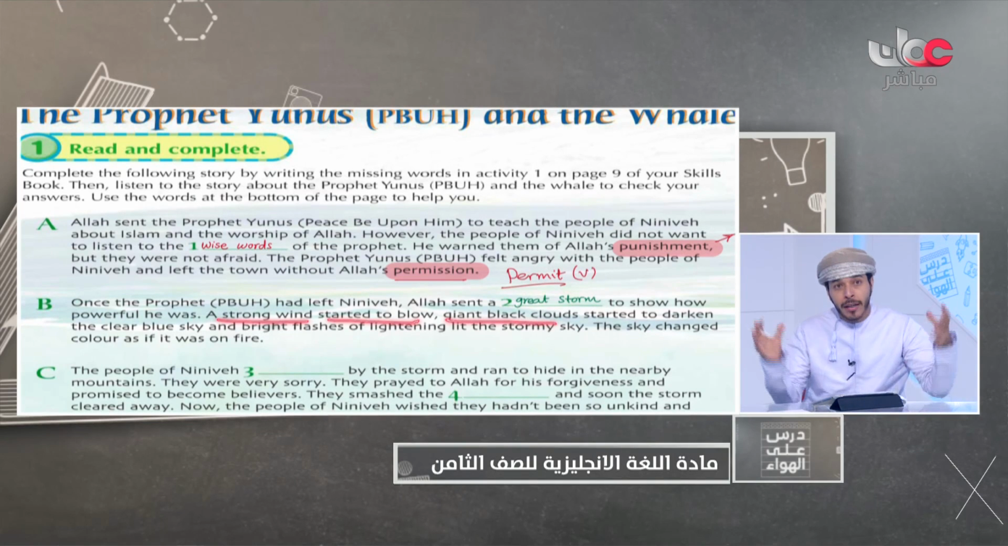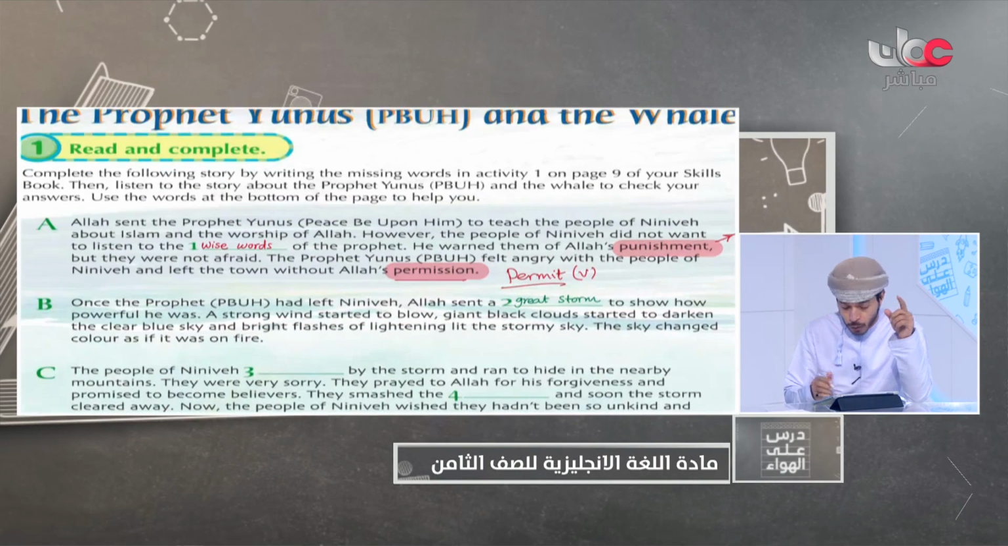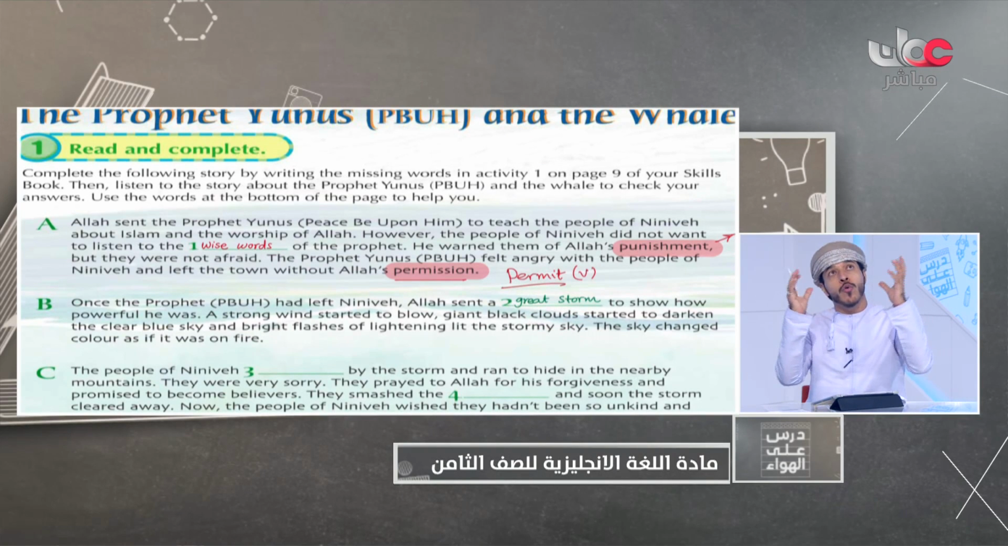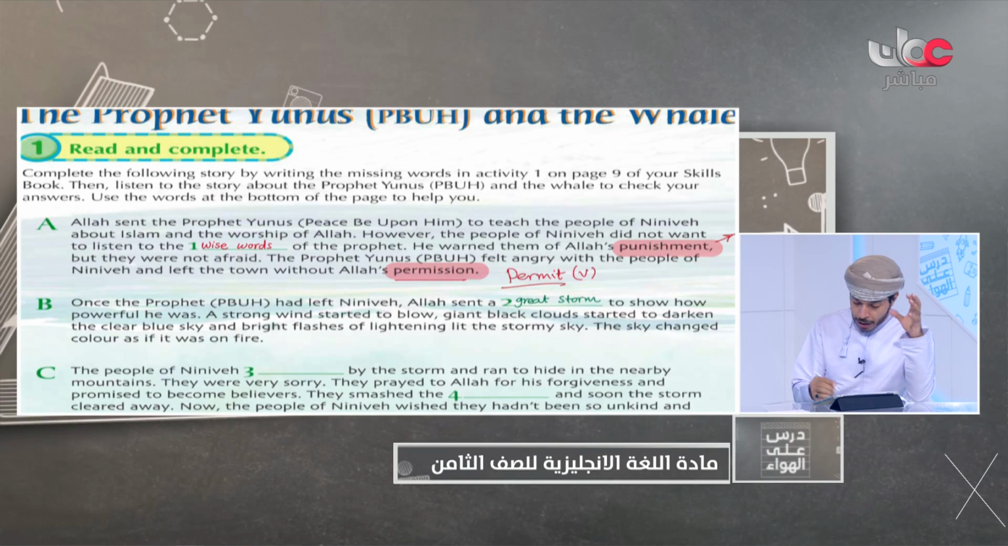Giant black clouds, and we have learned about clouds, if you remember. Giant, like huge, okay? Giant black clouds started to darken. Darken means, when you darken the room, it means that you switch off the lights in order to make it dark. Okay, so this is the verb from the adjective dark, to darken something. So the clouds started to darken.